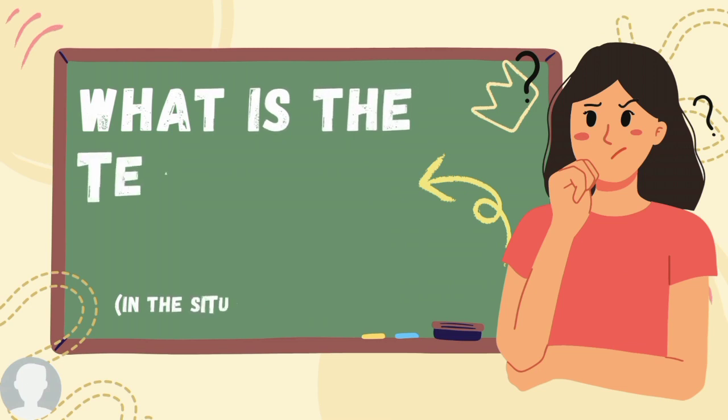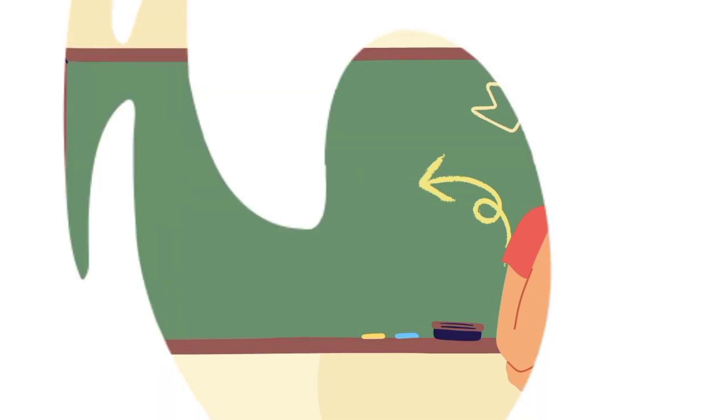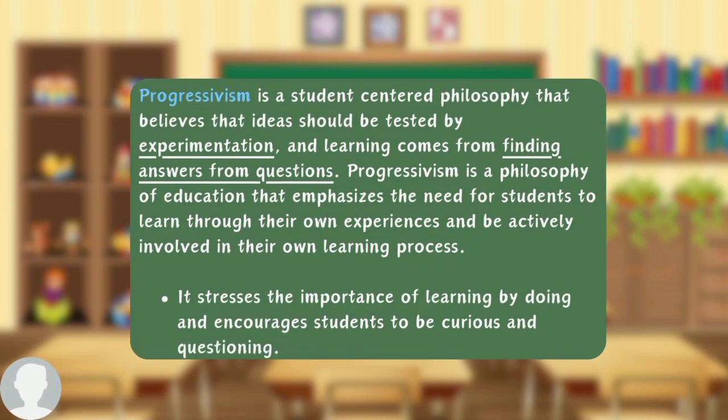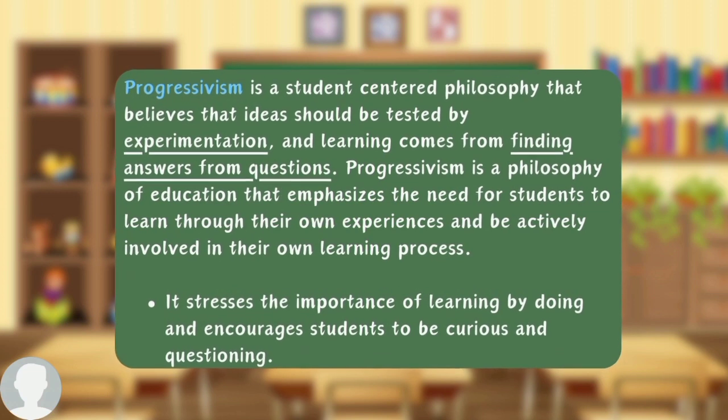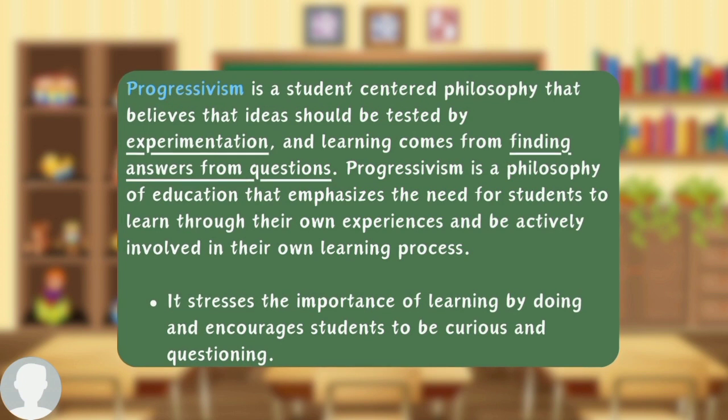The scenario depicts the philosophy of progressivism. As it is shown, the given provocative statement leads the students to have hands-on experience with the experimentation they are conducting. How did we come up with this kind of scene? Because according to the information we've gathered, progressivism is a student-centered philosophy that believes that ideas should be tested by experimentation, and learning comes from finding answers from questions.